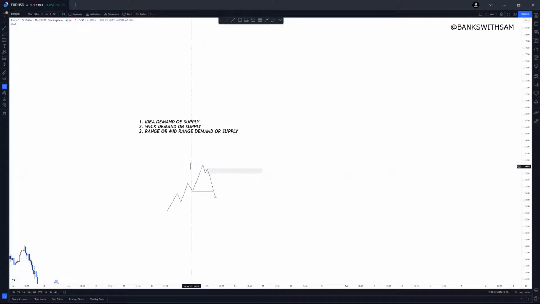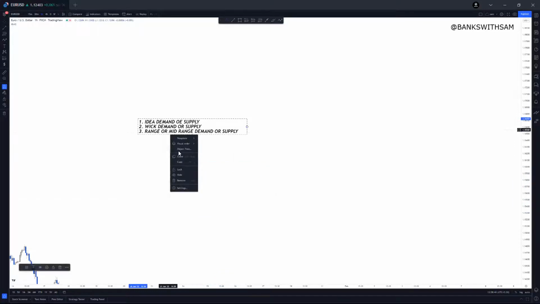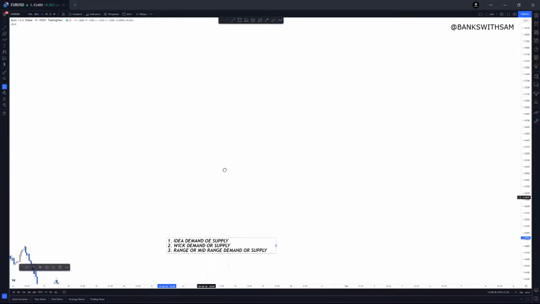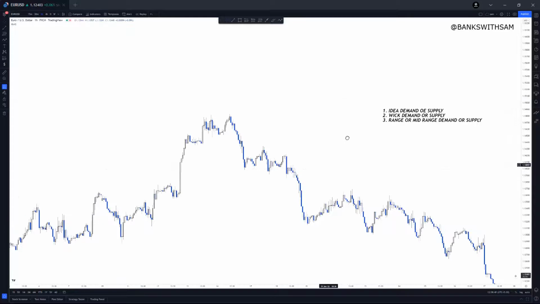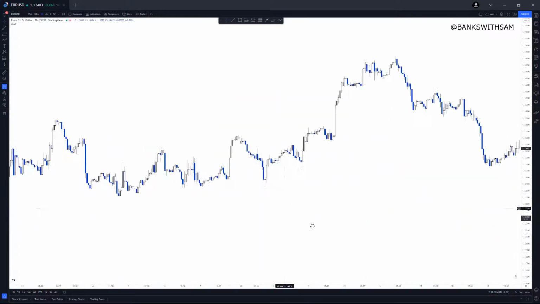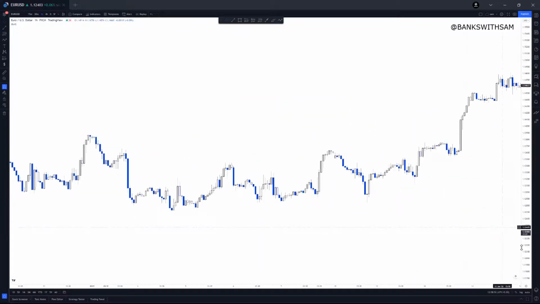In this case, it is the supply. Price will pull back to that ideal demand or supply which left the inefficiency or the imbalance, and price will simply continue its direction. All right, so now let's just see it live.